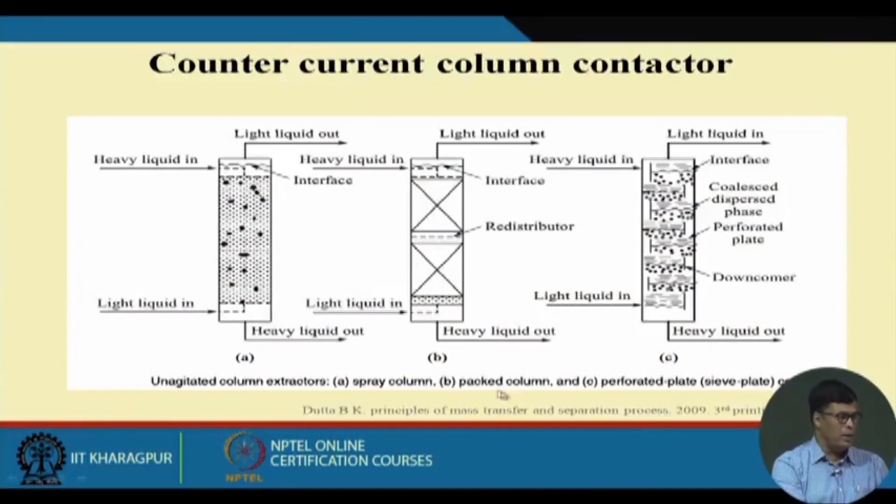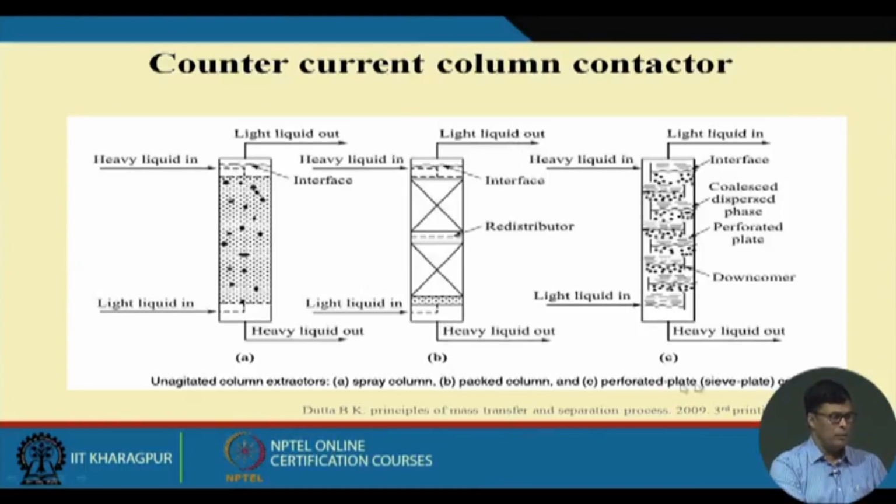Now another thing we have is the packed column. Packed column means here we pack some kind of solid materials, and then heavier liquid is coming here, perforated materials which have some porosity, then lighter material, when they cross each other, they mix, they have intimate mixing, and we can separate that. Light liquid goes out from the top, heavy liquid goes out from the bottom.